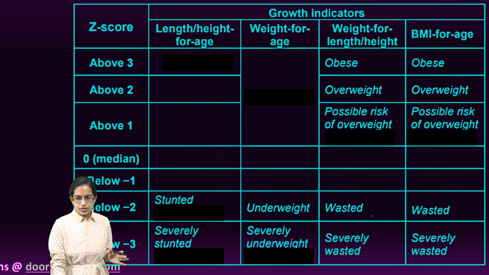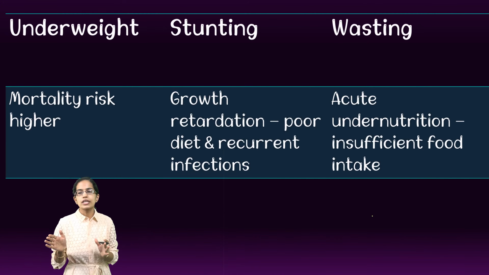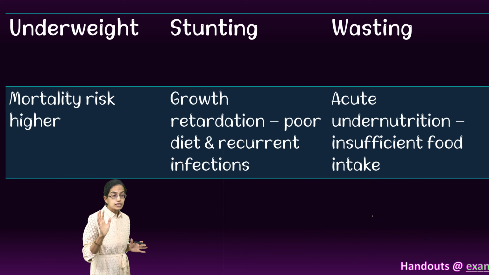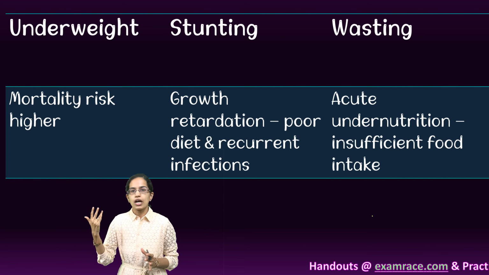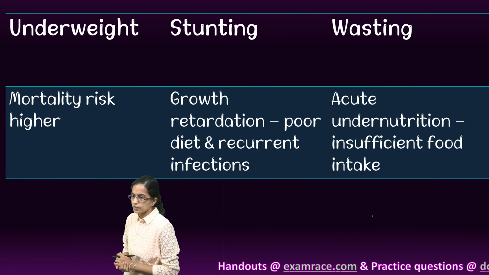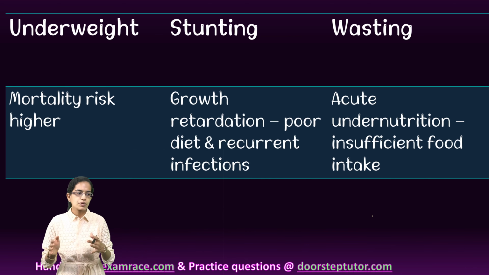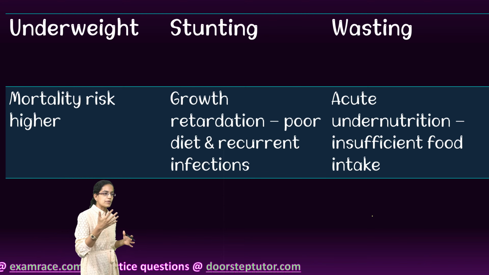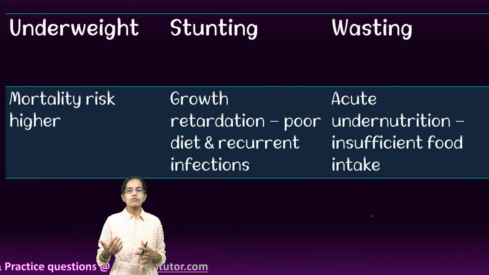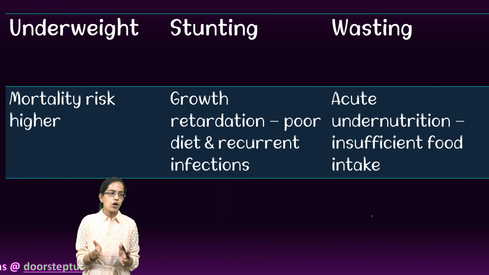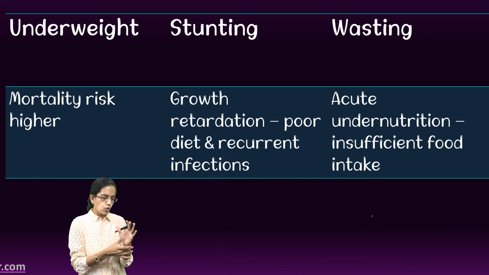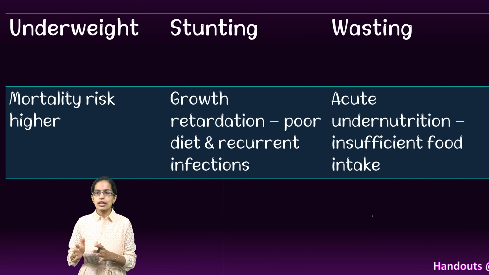Now, once we have these guidelines, we understand what is a difference between the symptoms that are seen mainly for a underweight, stunting and a wasting baby. Now, underweight baby usually have higher mortality risk because they have higher probability or greater risk to suffer from diseases because of the low weight and the low level of capacity to fight diseases and infection.